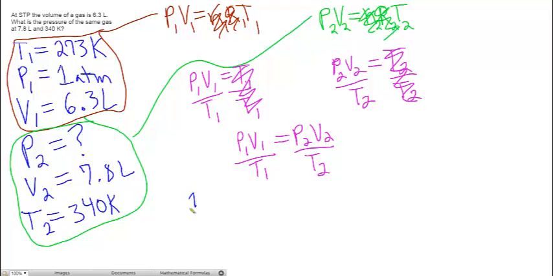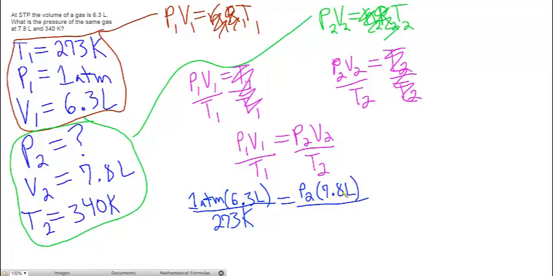P1 is 1 atm times V1, which is 6.3 liters, divided by T1, which is 273 Kelvin, equals our P2, which we don't know, so we'll leave as P2, times our V2, which is 7.8 liters, divided by our T2, which is 340 Kelvin.